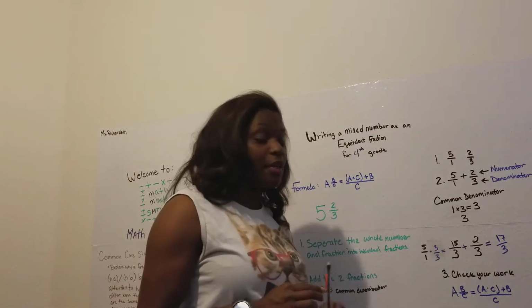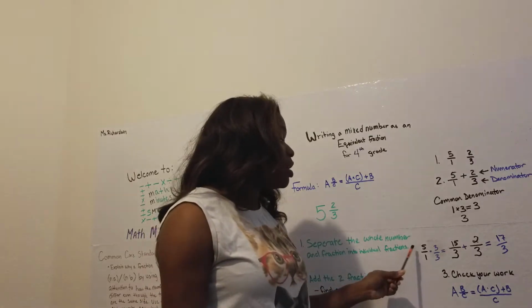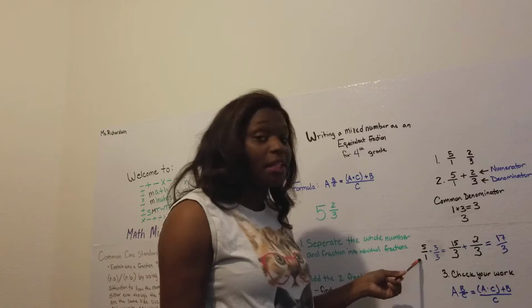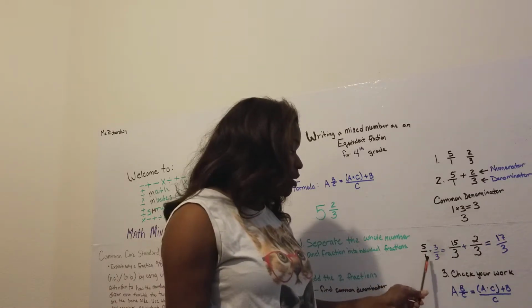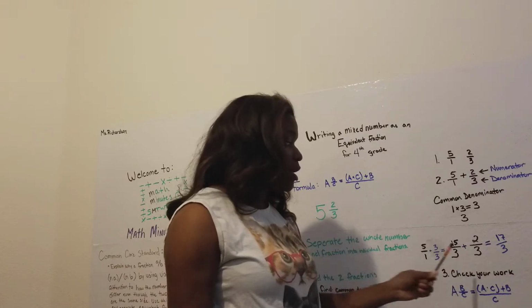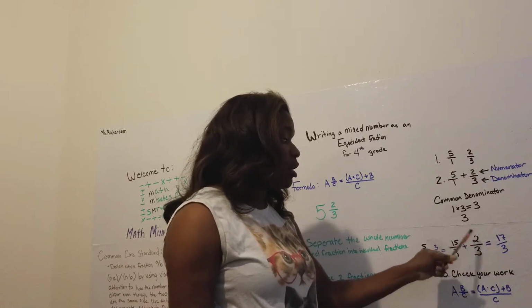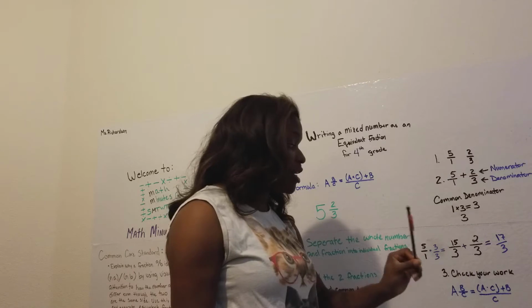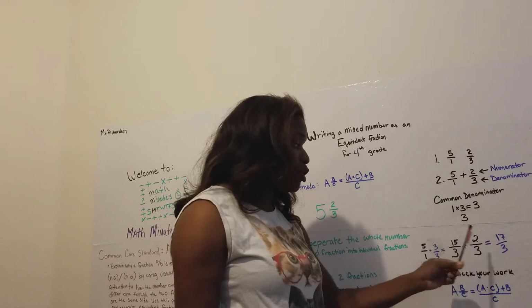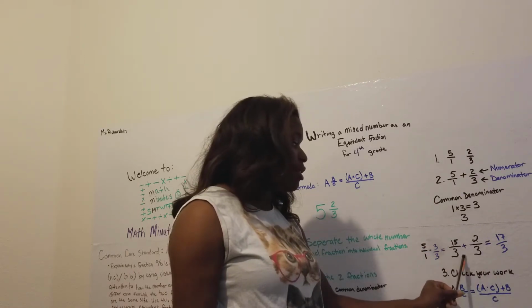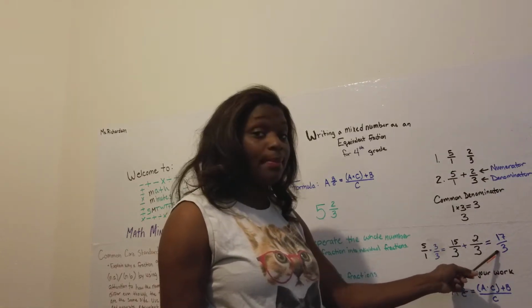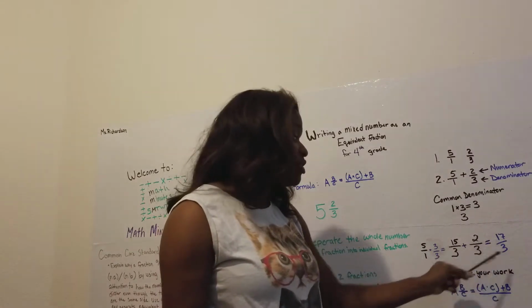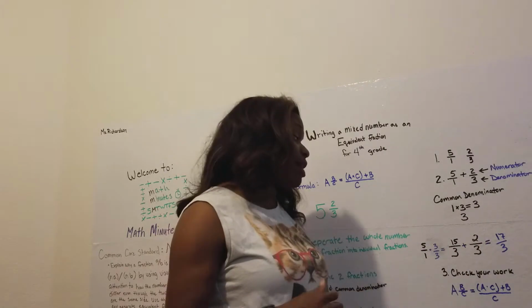Since I knew our common denominator was 3, I'm going to multiply the numerator and the denominator by 3. So we have 5 times 3 equals 15. And then 1 times 3 equals 3. And then we're going to add that to our other part of the mixed number, which is our 2/3. So 15 plus 2 equals 17. And our common denominator is 3, which is going to stay the same over here. So we have 17/3 for our final answer.